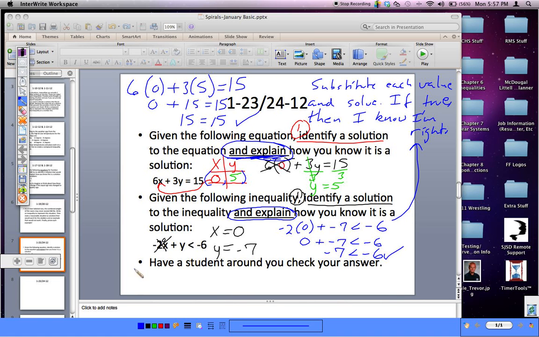Okay? Hopefully when you did this, you had a student check your answer, and hopefully they were smart enough to be able to know how to do that. Okay? That's your spiral review today.